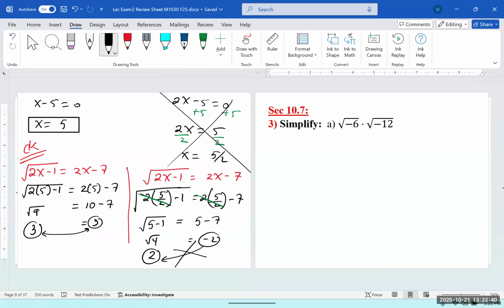Anytime you see negative inside the radical, your first step always should be pull it out. Whether you need it or you don't need it, it doesn't matter. Always pull it out. So you have to split into two pieces, always. One is square root of -1, and one is the positive number. So -1 and the positive number. Sorry, not 6, 12.